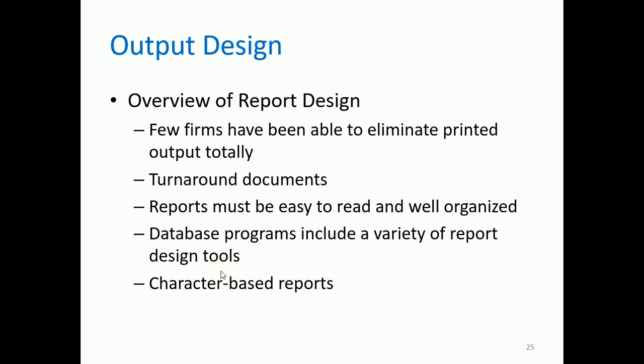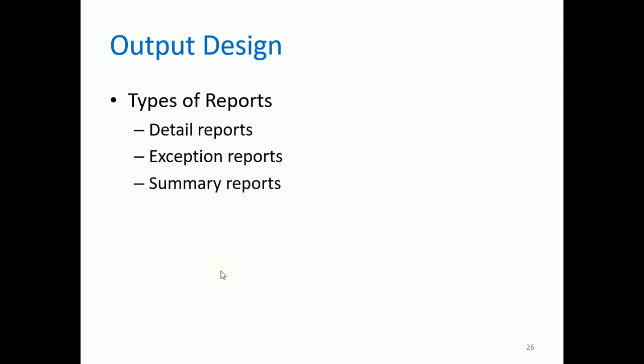And then we also have character-based reports. So we have the types of reports: detailed reports, exception reports, and summary reports. Detail, of course, is more comprehensive. Exception is where you report an error or an event that has happened. For summary, you summarize all the details of what happened. So summary reports are more for the bosses, because they only want the summary, not the details.